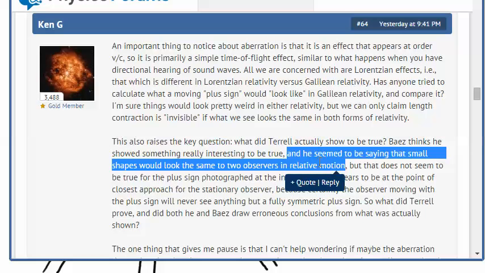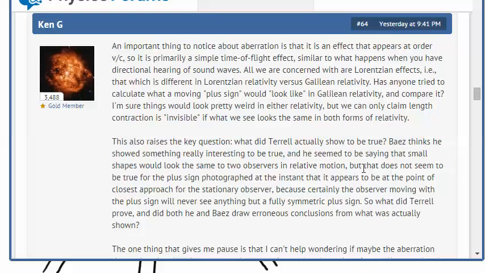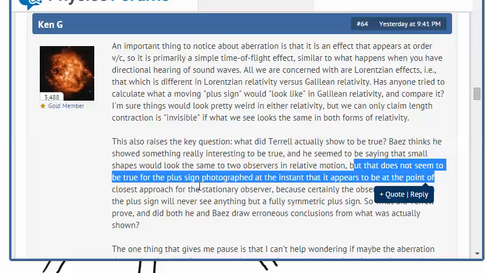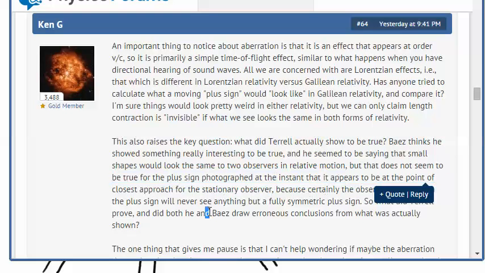Kenji is saying that some people think that small shapes would look the same to two observers in relative motion, but Ken does not think that seems to be true for the plus sign photographed at the instant it appears to be at the point of closest approach for the stationary observer, because certainly the observer moving with the plus sign will never see anything but the full symmetric plus sign, and of course the passerby will see it Lorentz contracted.